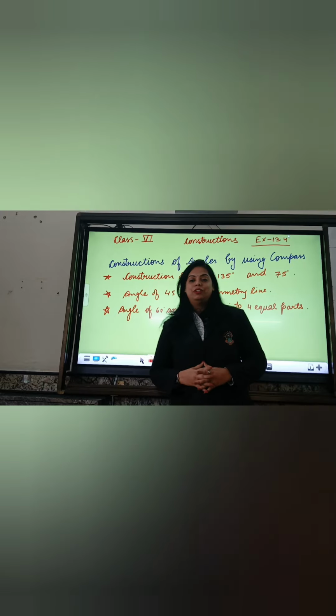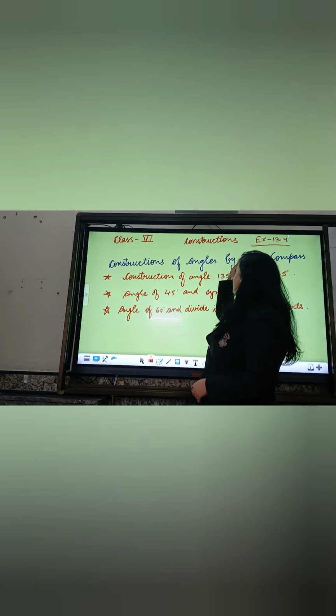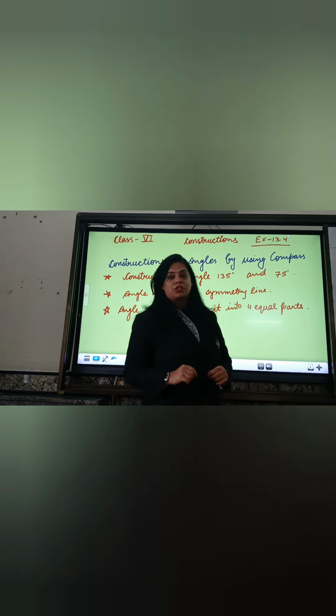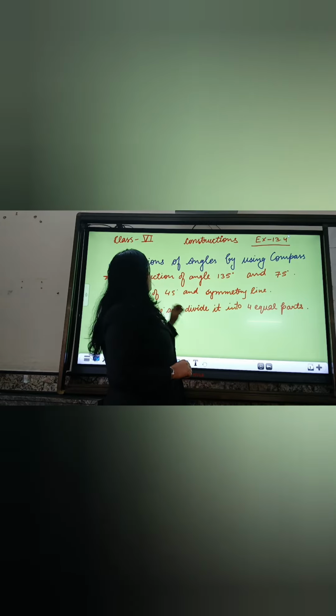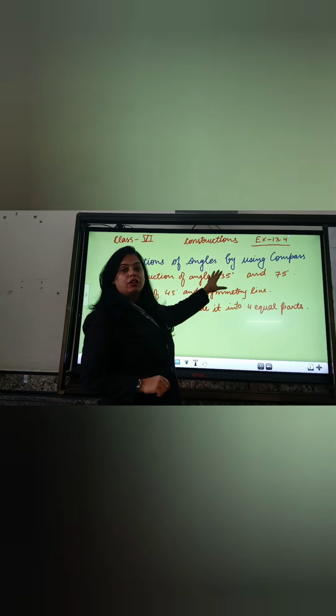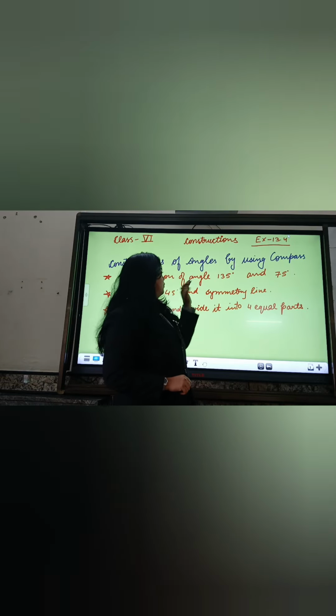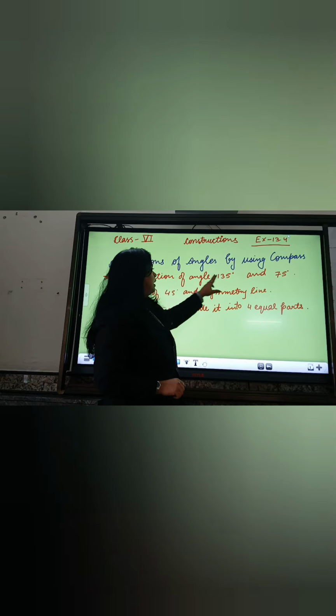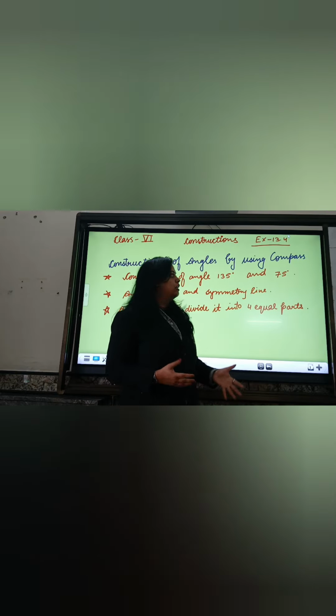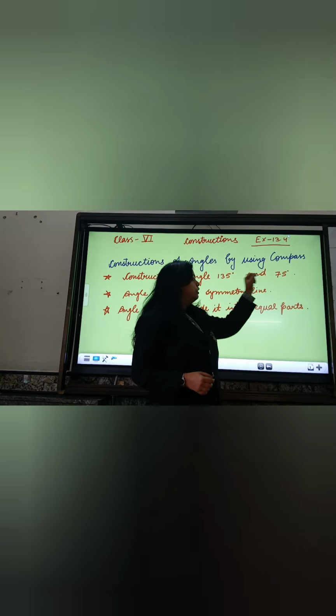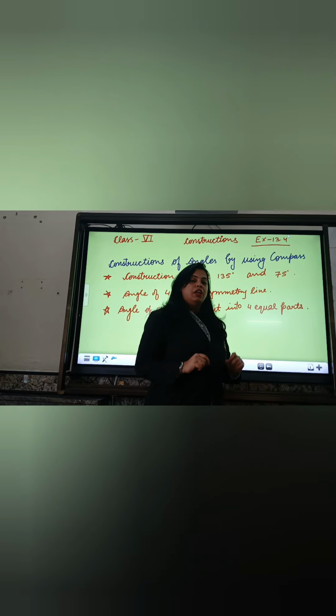Good morning everyone. Today we are going to start exercise 13.4 from chapter construction. Here we are going to learn how to construct an angle with the help of compass. First I will tell you how to construct angle 135, which is an obtuse angle, and other I am going to give you the example of 75 degree.